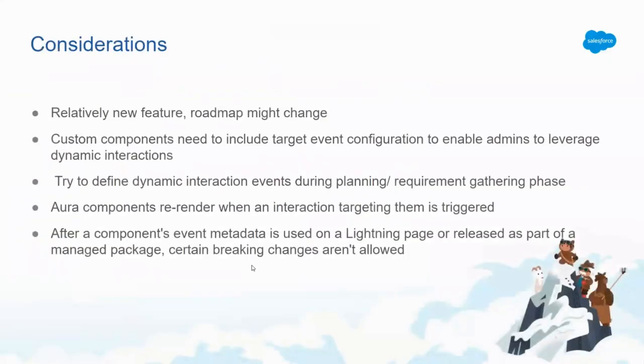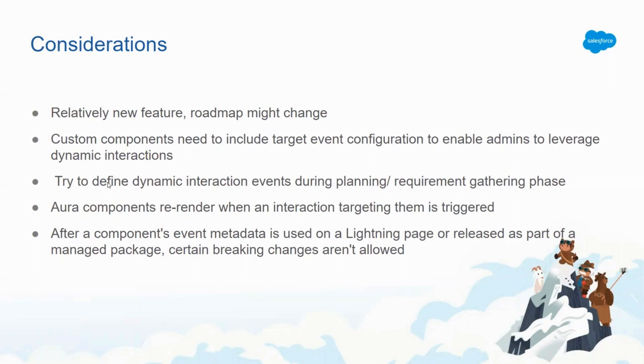There are some considerations which we should know before using this. The first one is relevancy: the new feature roadmap might change. It's a new feature, so Salesforce may change its roadmap or may introduce some new feature for it. The custom component needs to include target event configuration to enable admins to leverage dynamic interaction. As we saw previously, we have to add the event in the target meta.xml file. Without that, we can't use this dynamic interaction.